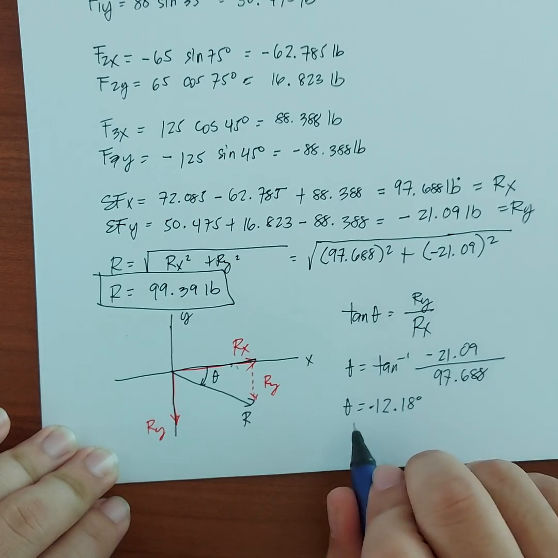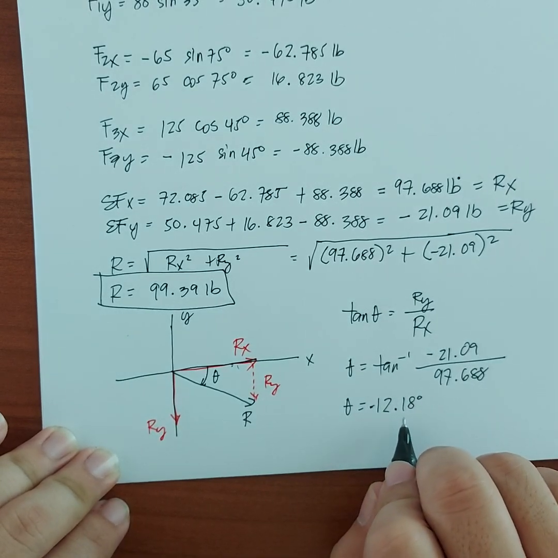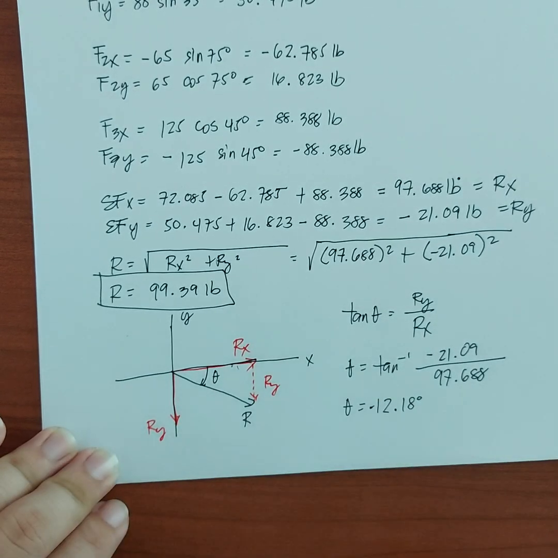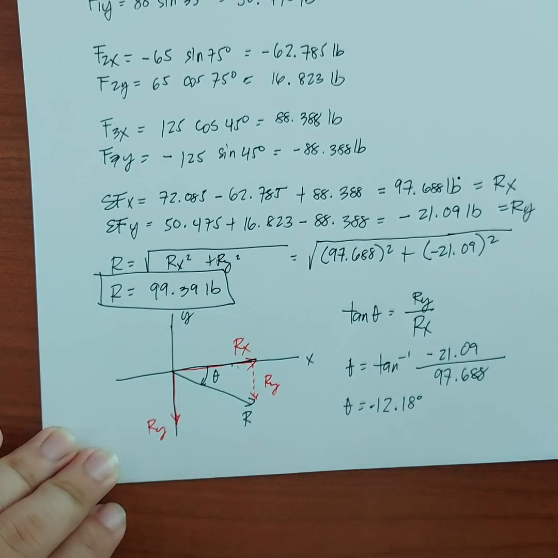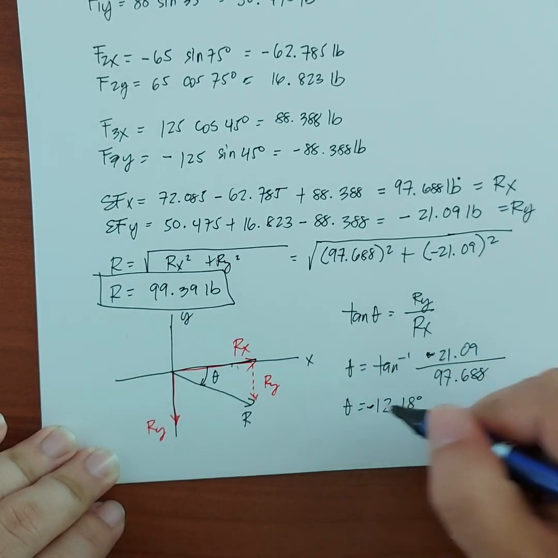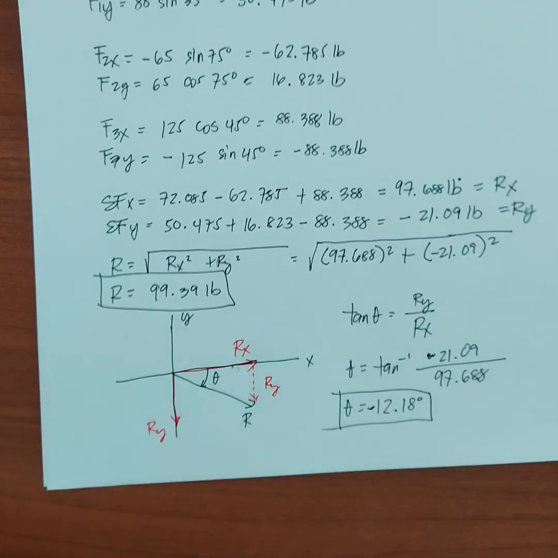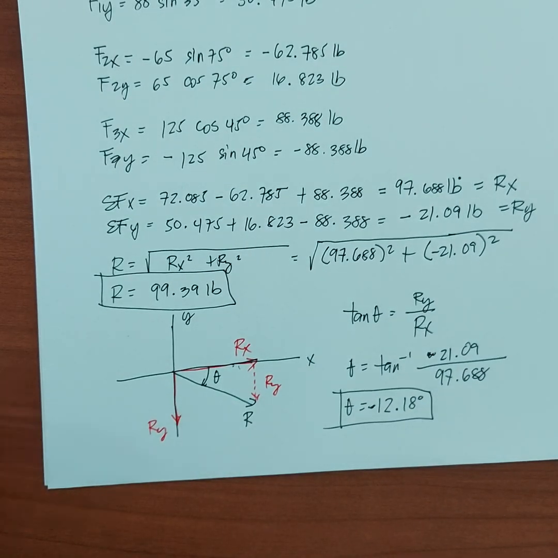So that the result would be 12.18 degrees clockwise from the positive x-axis. Okay. So we can remove that sign. So theta is 12.18 degrees measured clockwise from the positive x-axis. All right. So that is problem number 1. That's how you use component method for solving for the resultant of concurrent forces. Okay. So we'll continue. We'll have another example sa next na video.